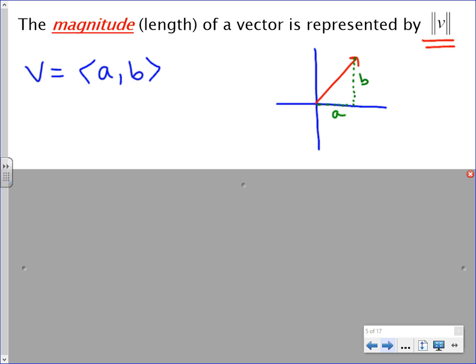Do you agree? So the hypotenuse, aka the magnitude of V, is going to be the square root of A squared plus B squared, where A is representing our horizontal component and B is representing our vertical component.